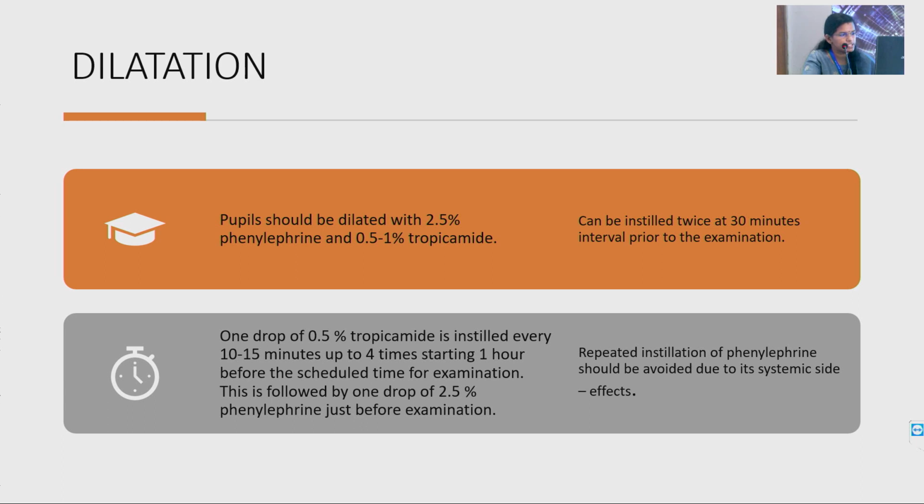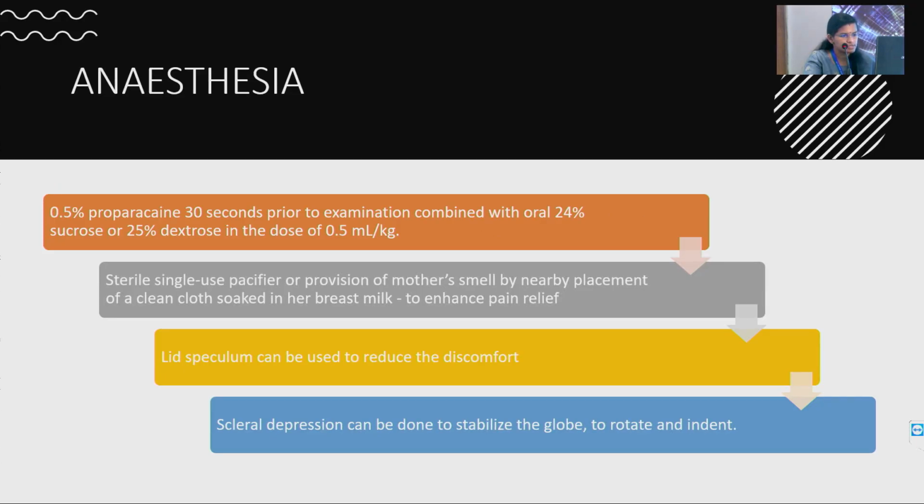How should the dilatation be done? The dilatation of the pupil should be done with a combination of 2.5% phenylephrine and 0.5 to 1% tropicamide. It can be instilled 2 times at 30-minute intervals, starting 1 hour before the examination. Or the other way is 1 drop of 0.5% tropicamide can be instilled at least 3 to 4 times within 1 hour, and in such a situation, a single drop of phenylephrine can be instilled 15 minutes prior to the examination. The thing we should be careful about is that repeated instillation of phenylephrine should be avoided because of the complications.